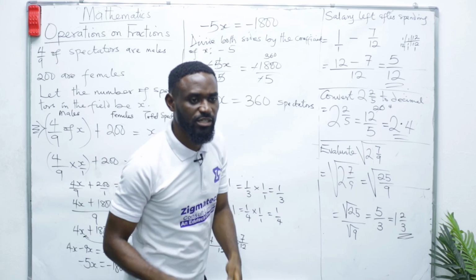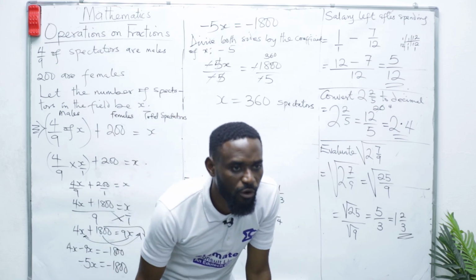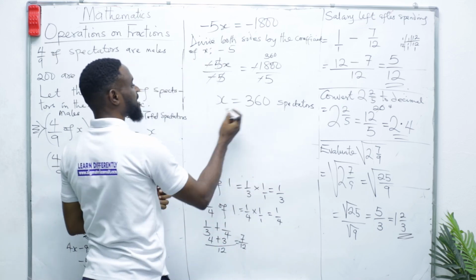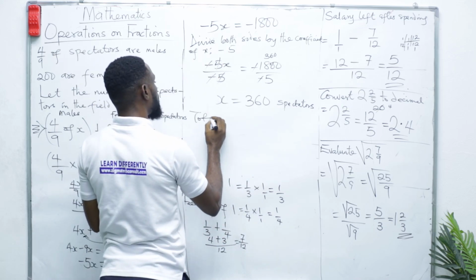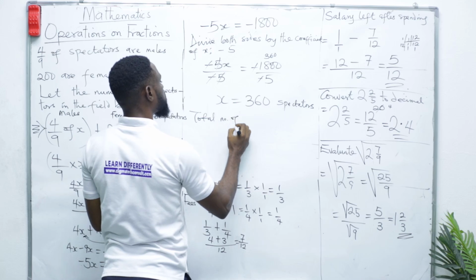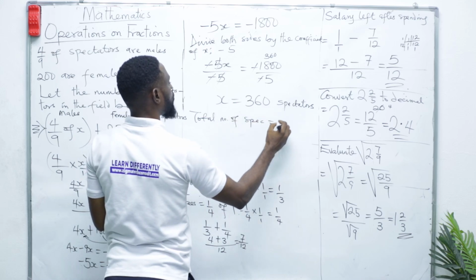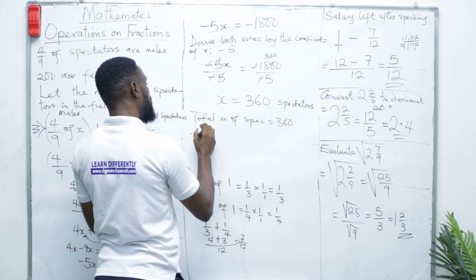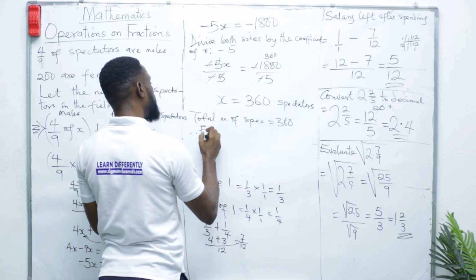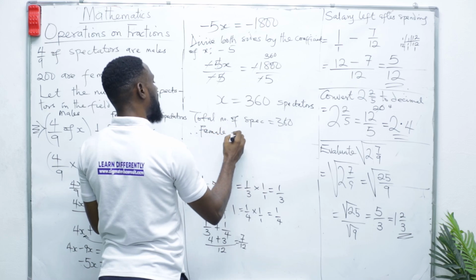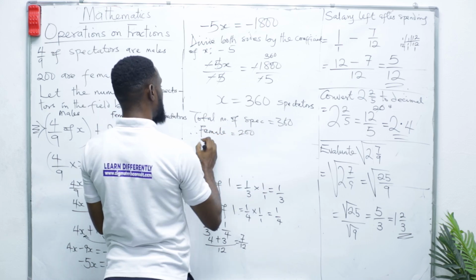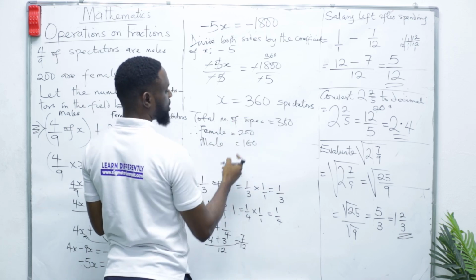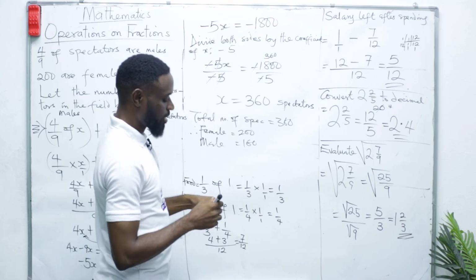So our number of spectators is 360, which is option A. So it means that the total number of spectators is equal to 360. Okay, what that means is that if female we have it as 200, it means that male will be equal to what? 160 males. Is that okay? That is what that means.